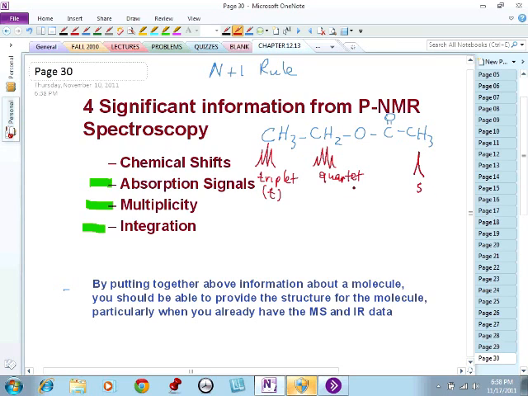So now we have explained to you chemical shift. You know what chemical shift is? You know what absorption signal is, right? Now do you know what multiplicity is?